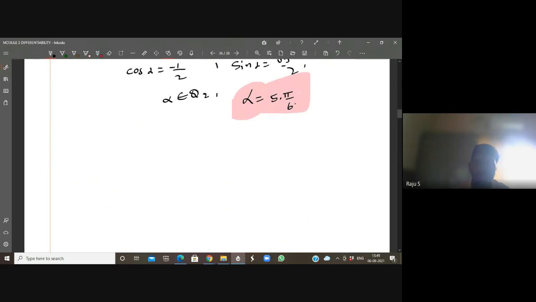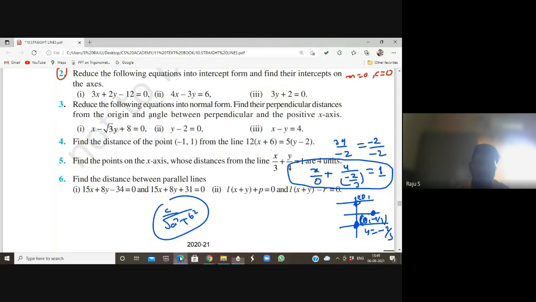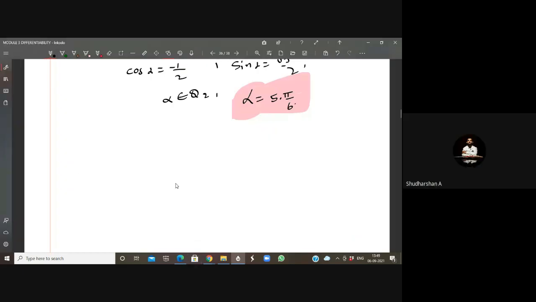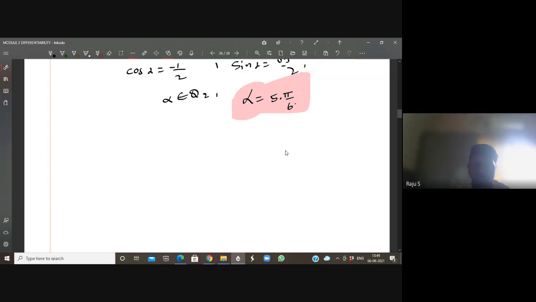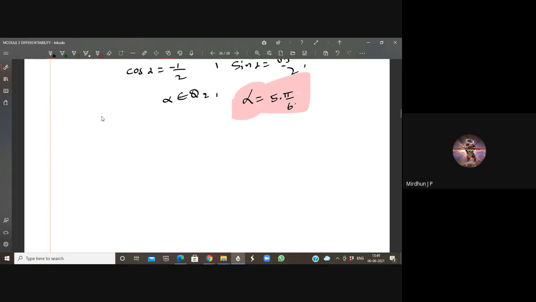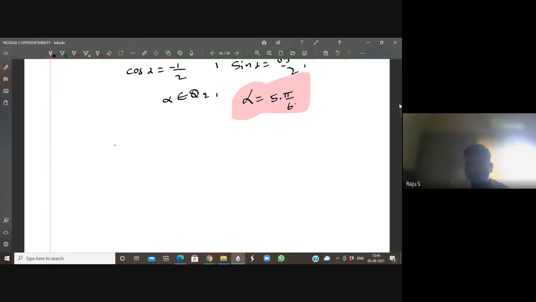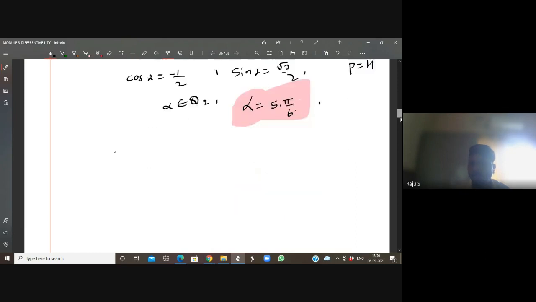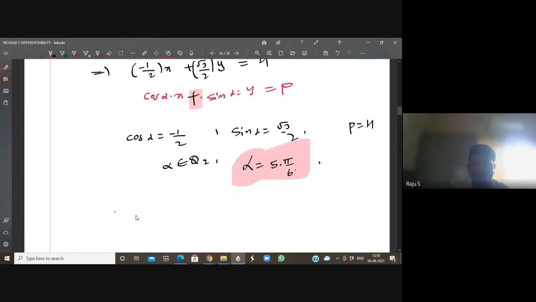Friends, next. And also what are they asking here? Perpendicular distance from origin. 4. Perpendicular distance, sir, 4. Yeah, p value is here. When I compare here, p value is clearly 4 only. Even if you find the perpendicular distance with the help of the formula, we will get 4 only.